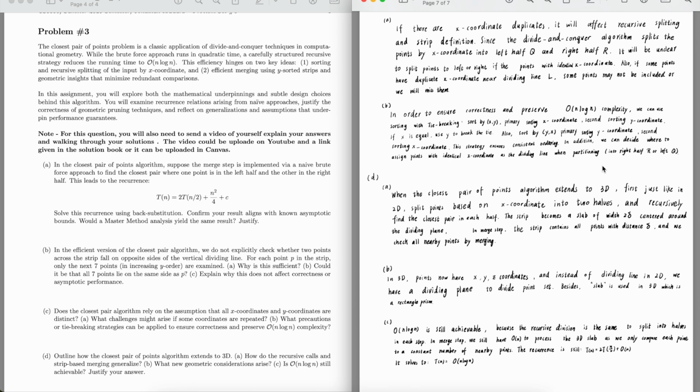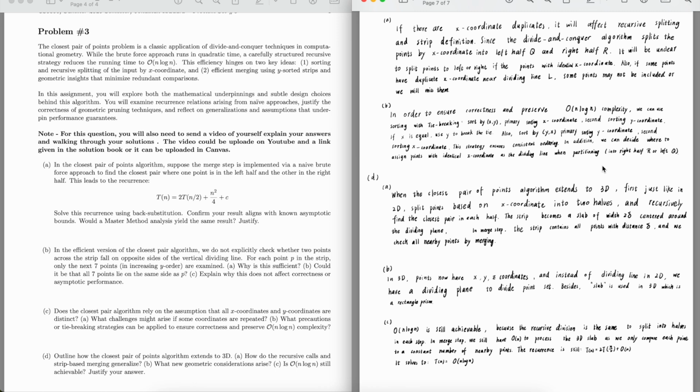And for part D, outline how the closest pair of points algorithm extends to 3D, and how the recursive calls and strip-based merging generalize. When the closest pair of points algorithm is extended to 3D, first, just like in 2D, we split points based on x coordinate into two halves and recursively solve the left and right halves to find the closest pair in each half, and the strip becomes a slab of width two delta centered around the dividing plane. In the merge step, the slab contains all points within distance delta, and we check the nearby points by merging.